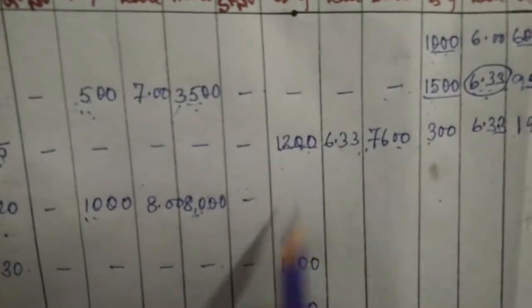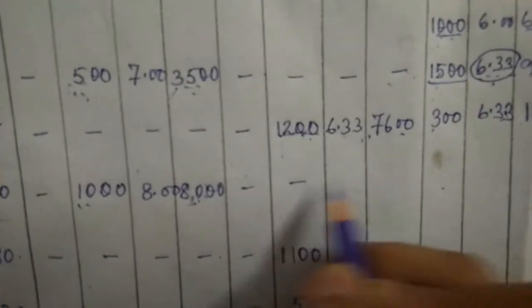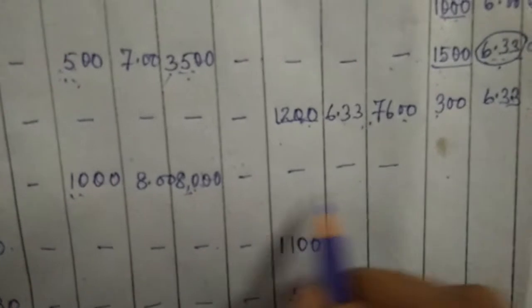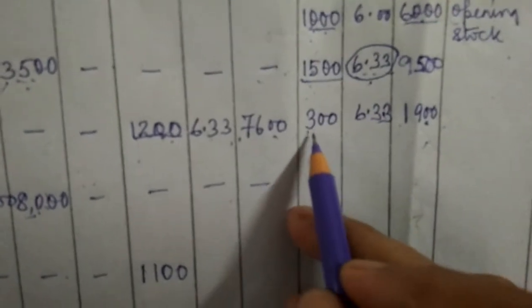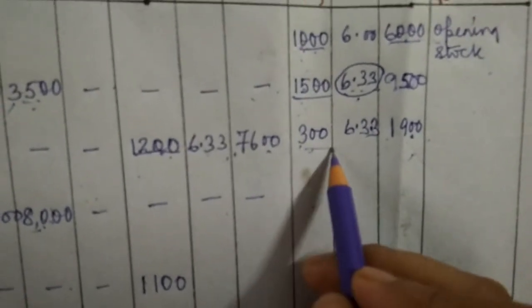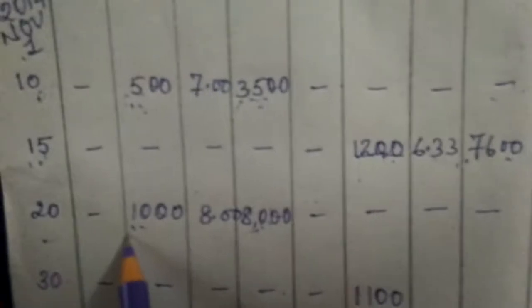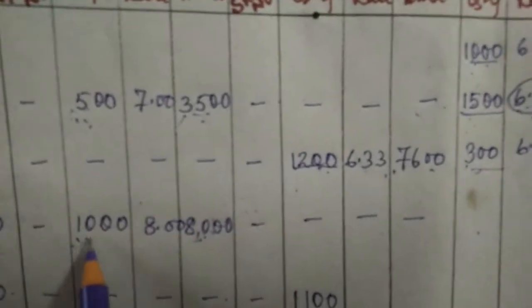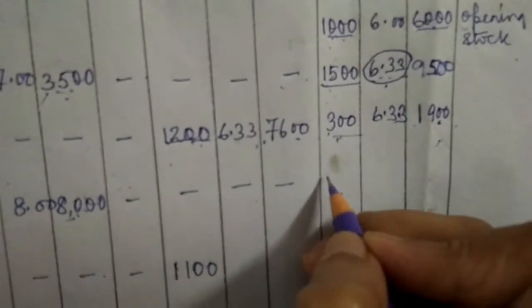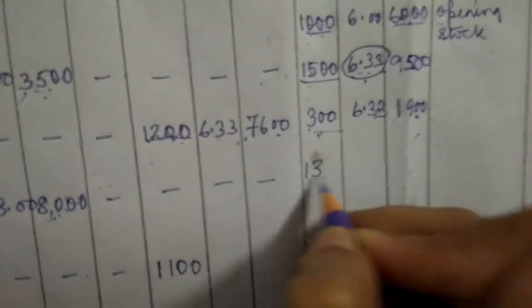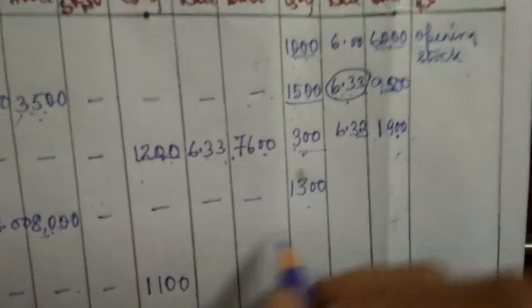Okay, no issue is here, so we will put a dash in the issue column. Now again we will move on to where? To the balancing column. So in the balancing, previously we were having 300 materials, now we have 1,000 materials. So we will add this 1,000 with this 300, so we will get 1,300. Okay, this is 1,300.